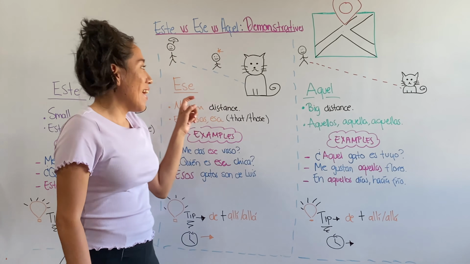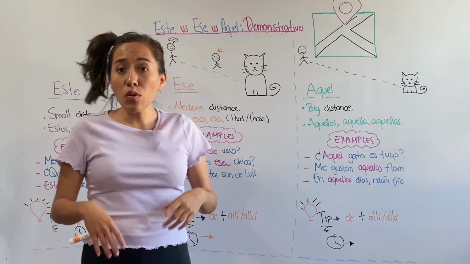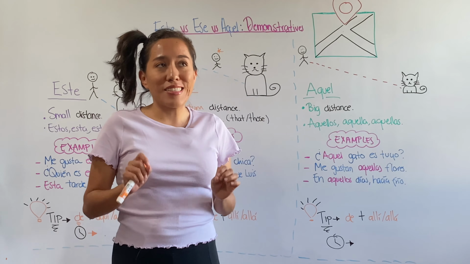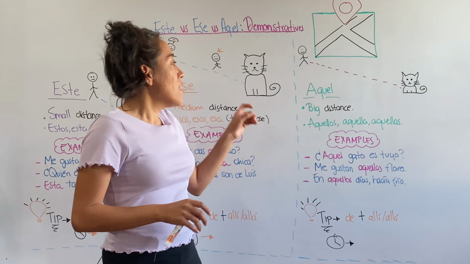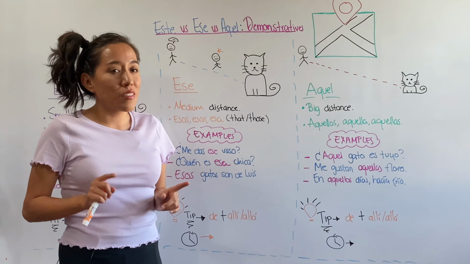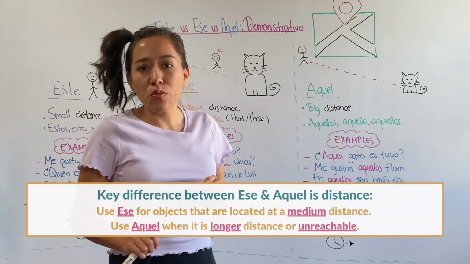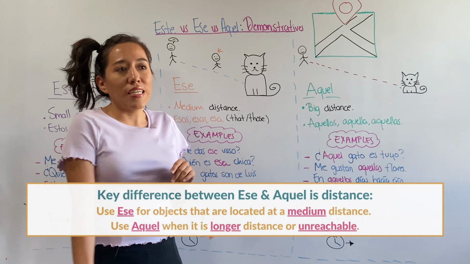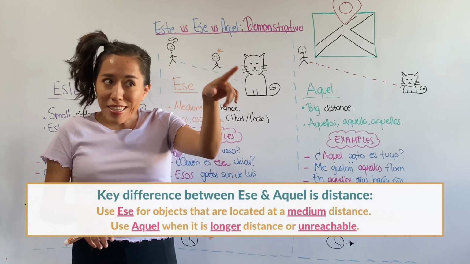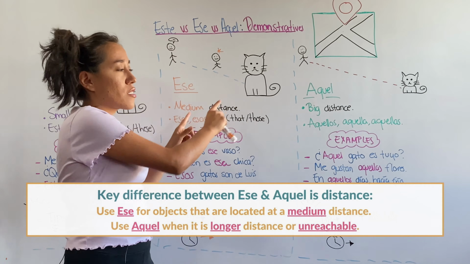I know. Ese and aquel share the same translation. That or those. However, and this is a big however, these don't mean the same in Spanish. There is a big difference between saying ese gato, it's a little bit close, compared to saying aquel gato. That cat over there is very far. So be careful and don't mix these two.